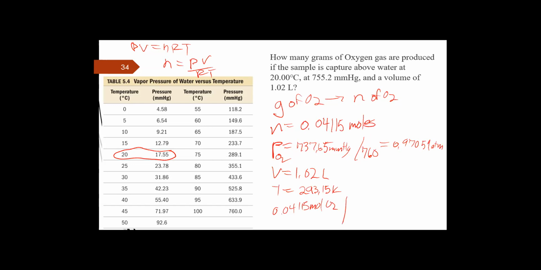And so if we want to get to grams, we just need to take our n and multiply it by its molar mass. So 1 mole of O2 is 15.9994 times 2, so 31.9988 grams of O2. And that becomes 1.317 grams of O2.